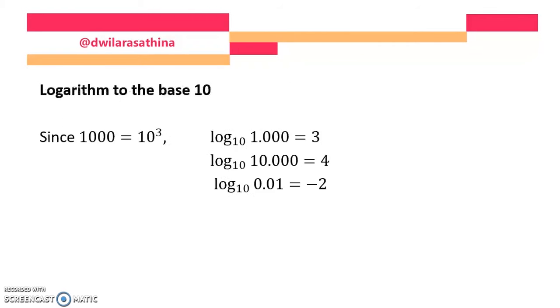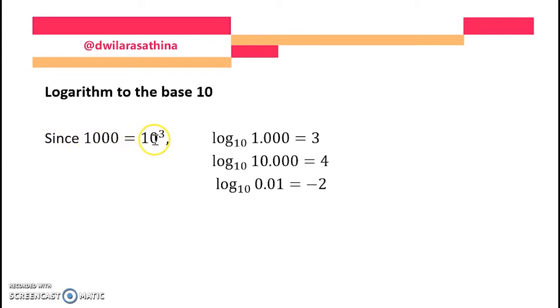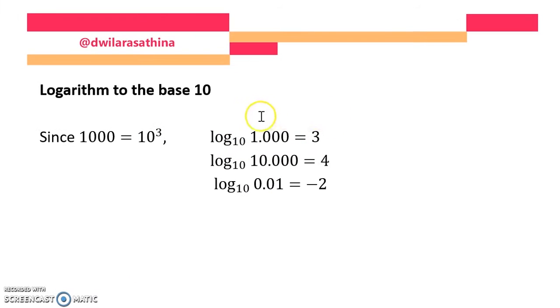Alright, next, logarithm to the base 10. Since 1000 is equal to 10 to the power of 3, you can write log to the base 10 of 1000 is 3. Then you can say that log to the base 10 of 10,000 is 4. You can count the number of 0s here. Then how about log to the base 10 of 0.01? Right, the value is -2.